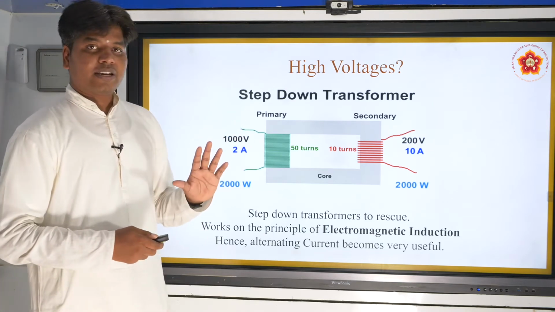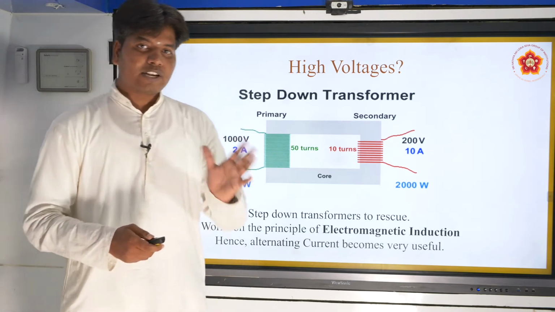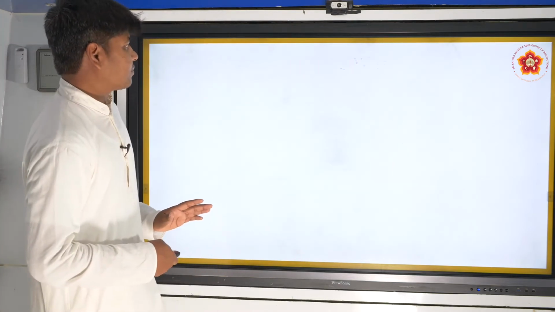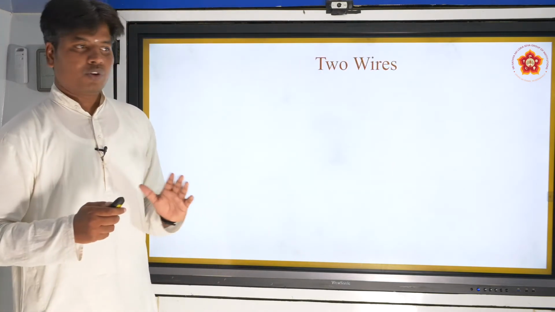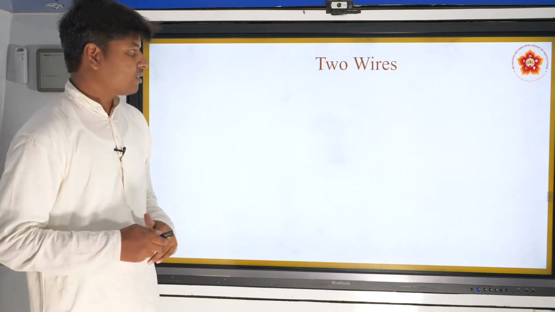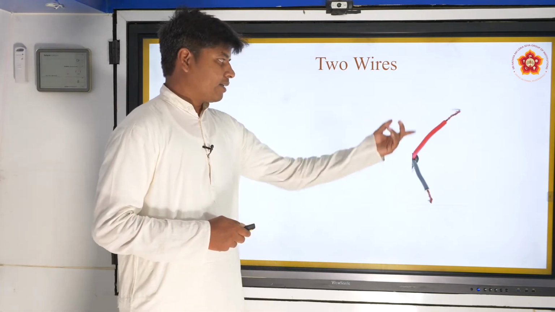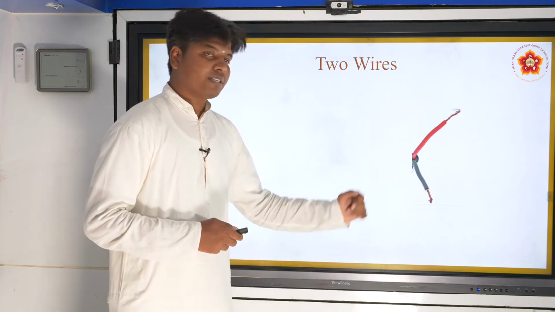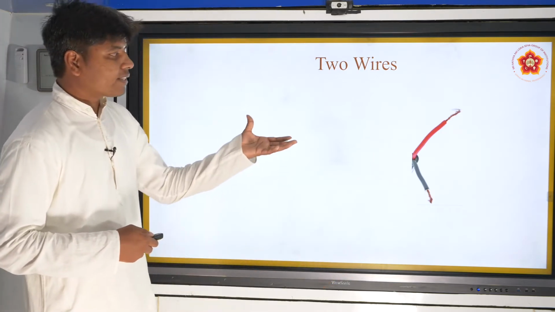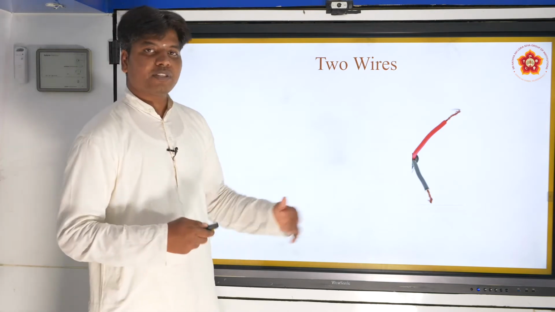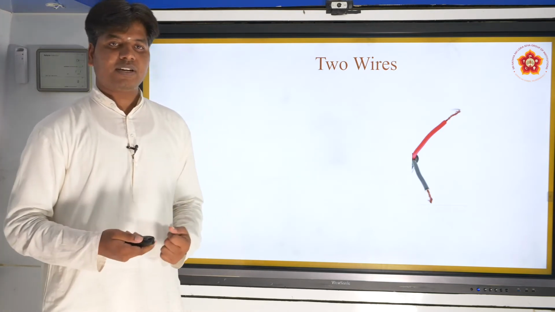So everything is fine. Now let us learn about the circuit system in our house. So 2 wires. You all see these 2 wires in your house. What are these 2 wires? One comes in red color, one comes in black color. So what are their functions? All right, so the colors are different. They two may be having different functions, right?